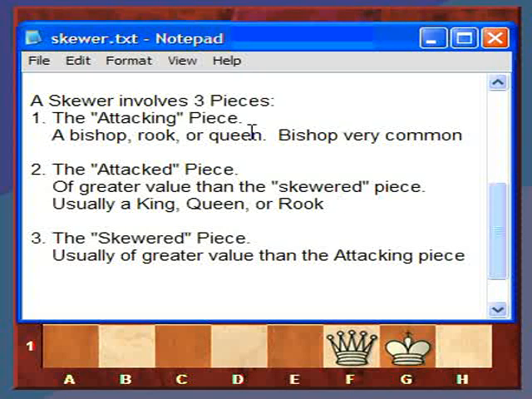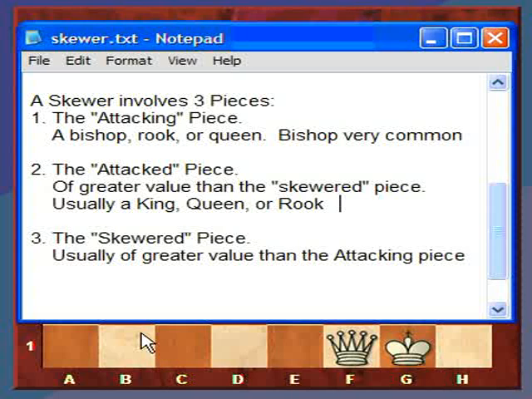The first one is the attacking piece, and in this case it was our bishop. The attacking piece must be what we call a line piece. That means a bishop, a rook, or a queen. And the bishop is very common. In most cases, not always, it's a very common piece to be the attacking piece in a skewer.